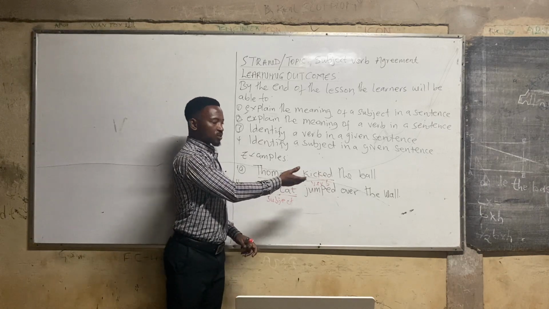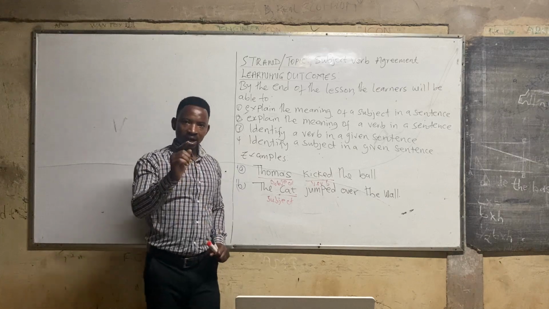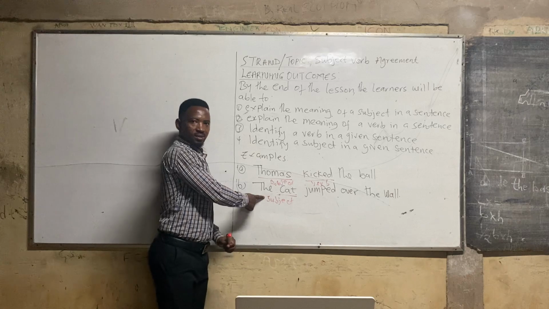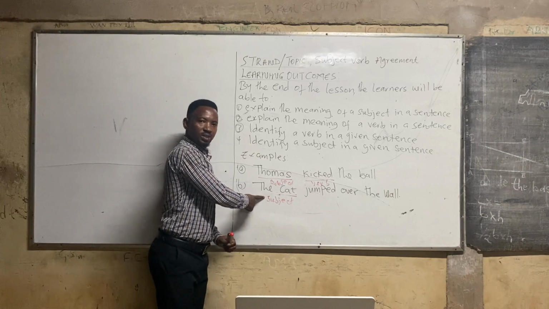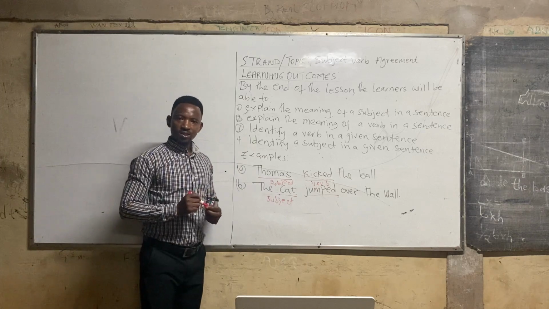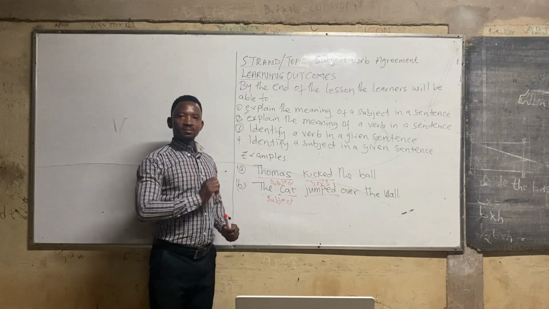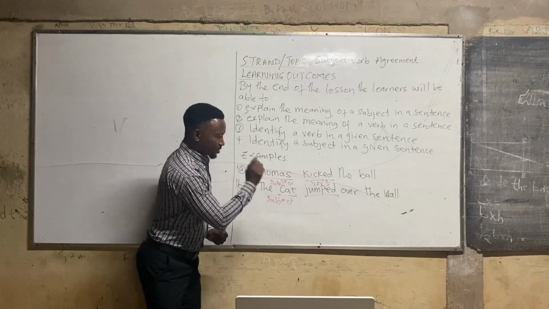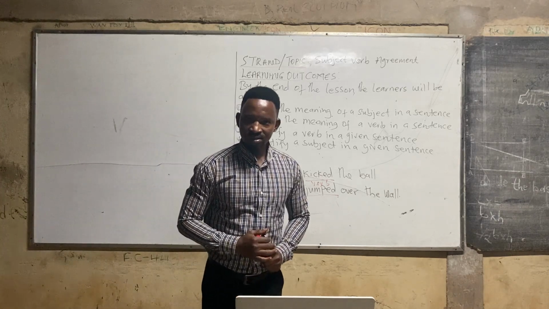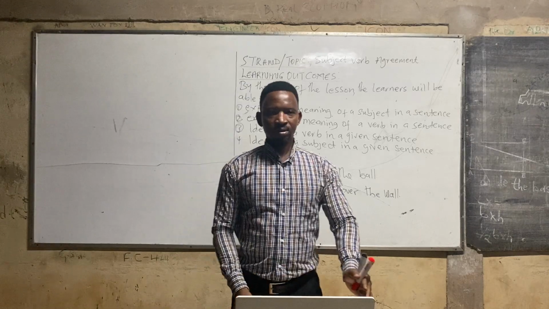Let's look at sentence 2. The cat jumped over the wall. An action was performed by the subject. That is the cat. And what was the action? Jump. For this reason, we can say that jump is the verb of the sentence. Please, do you understand?